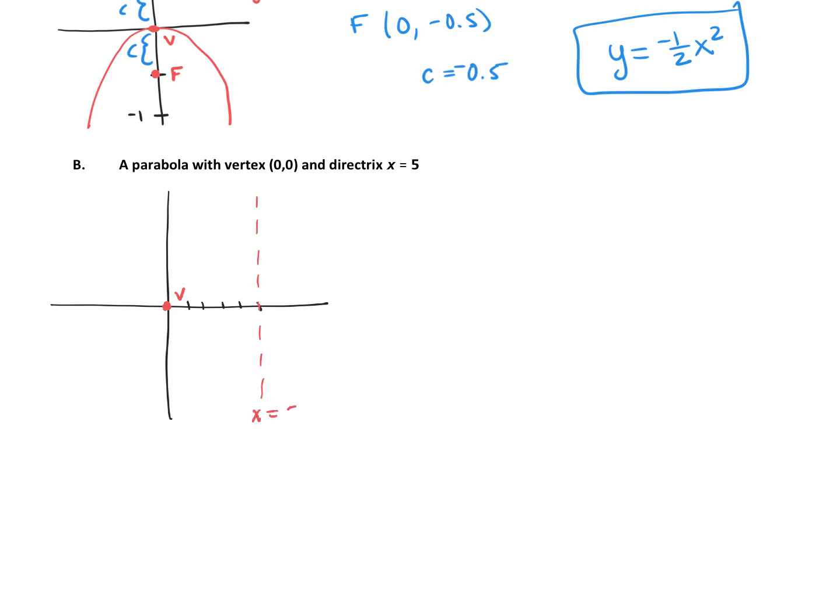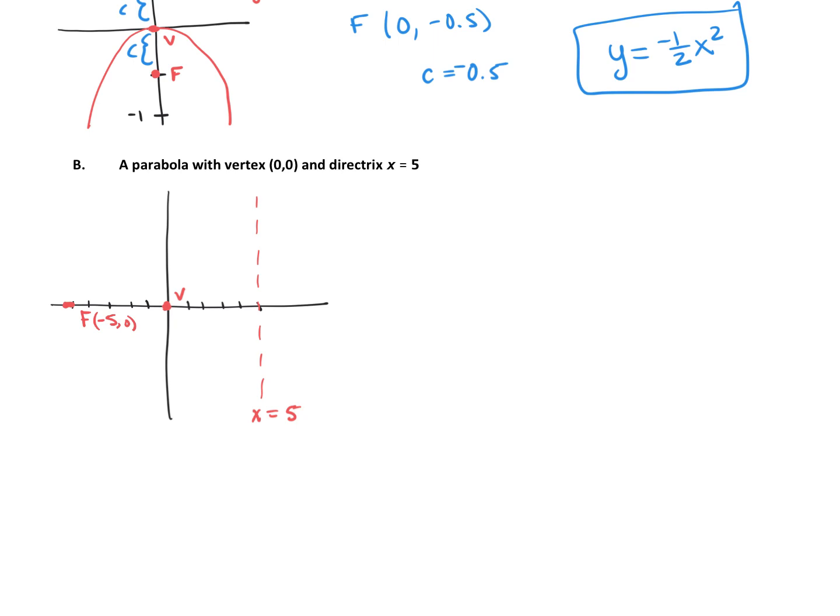X equals 5. So what we can do now is count how far away the vertex is from the directrix. It's 1, 2, 3, 4, 5 units. That means the focus is going to be 5 units in the opposite direction, putting the vertex right in the middle. So 1, 2, 3, 4, 5. That's where we have our focus at the ordered pair -5, 0.